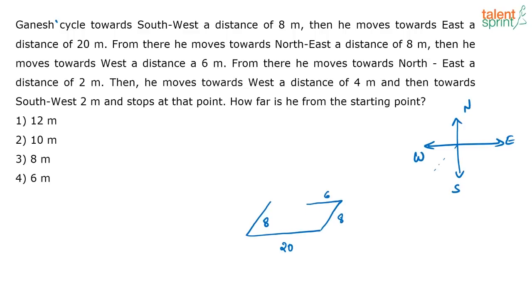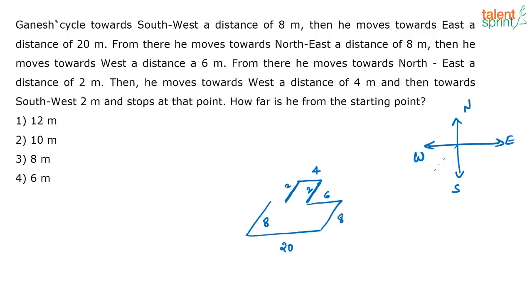Then what does he do? Now he moves towards northeast, a distance of 2 meters. So this distance is 2 meters. Then he moves towards west, a distance of 4 meters. Then he moves towards southwest. Again, it is this direction, and again he is going 2 meters.